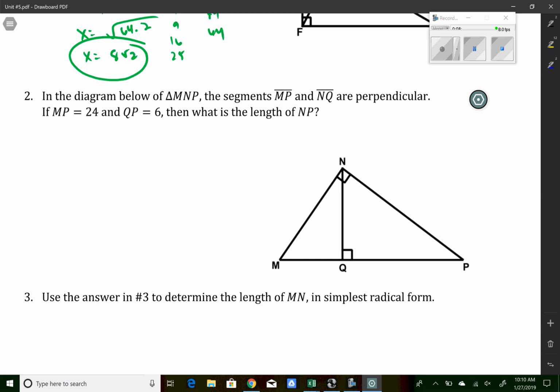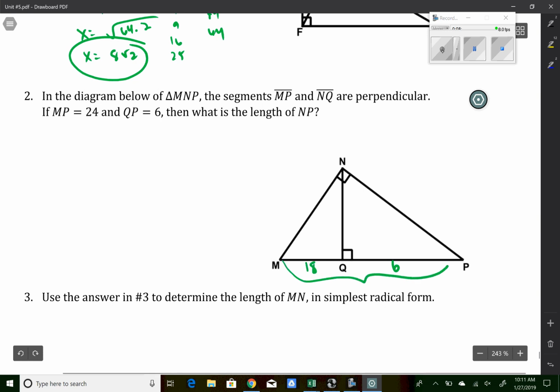Number 2 says, in the diagram below, segments are perpendicular. It says MP is 24, and it says QP is 6. If I do 24 minus 6, I get 18 for MQ. Label everything you can. And then what's the segment of NP? I don't know that, so that's X. So when I redraw my triangles here, the medium size one, I'm going to have an X and a 6. Look at that NQP triangle.